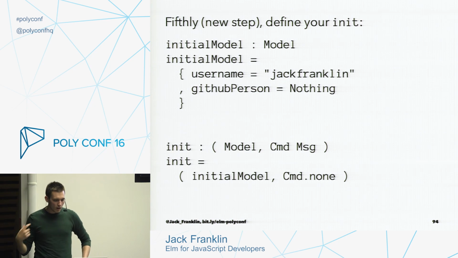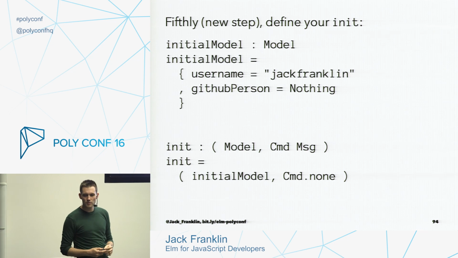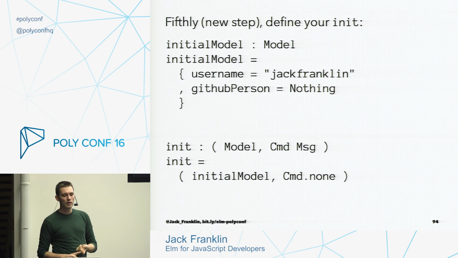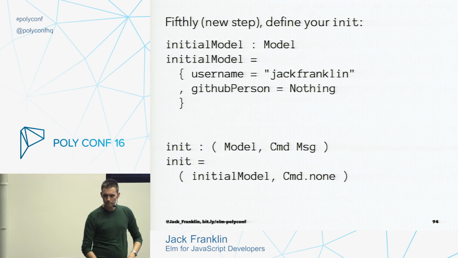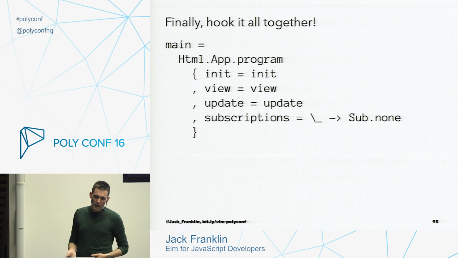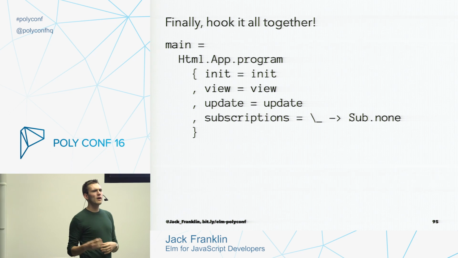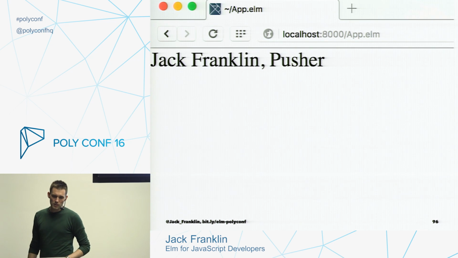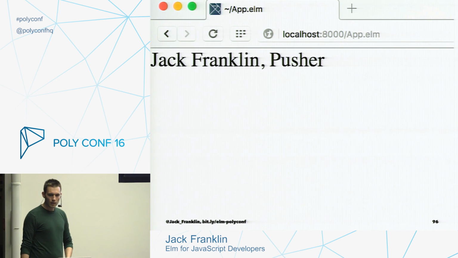Finally, we have to define our init function. This is an addition to the Elm architecture when you're dealing with side effects, which just says what's my initial data and what's an initial command you want me to run. In this case, we don't want to run a command. The initial data is just what's above there. Finally, we hook it all together using the program function. Ignore the subscriptions bit. That's for if you want to care about extra outside info. In this case, we don't. And if we run that, you will see this does actually work. And we do get Jack Franklin from Pusher.